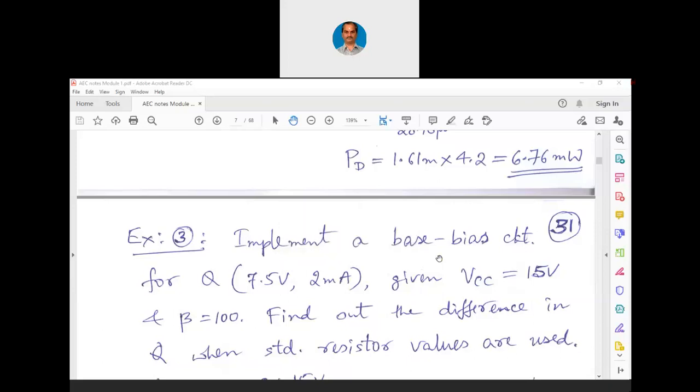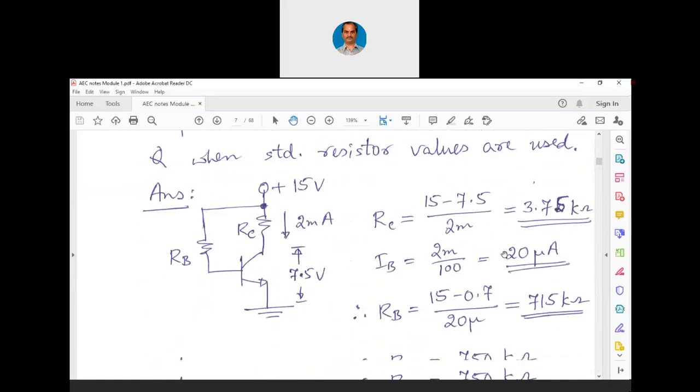I will show you my answer. Yes, 3.75 kilo ohms, 715 kilo ohms. Now Lokesh has got the right answer. Many students, you have got the correct answers now. Even Harshita has got the correct answer. Even Nidhi has got the correct answer. Very good.